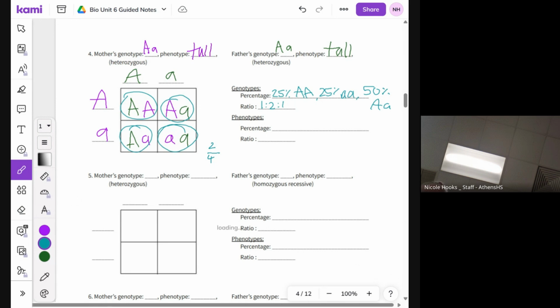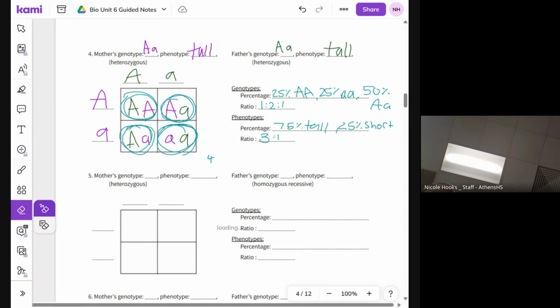Then, when we're looking at the phenotypes, we can see that this guy is going to be tall, this guy is going to be tall, this guy is going to be tall, and then there's 1/4 of a chance that we're going to have a shorty. Okay? So the percentage here is 75% tall and 25% short. And it is 3 to 1 because there are 3 boxes tall, 1 box short. So that's 3 to 1.